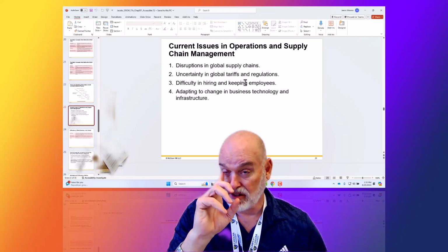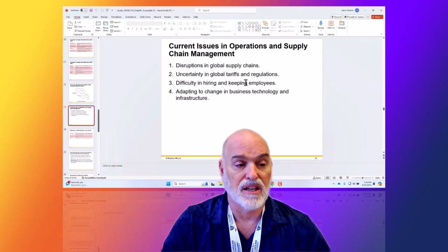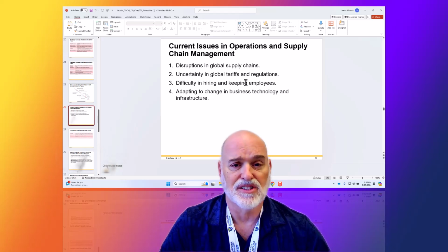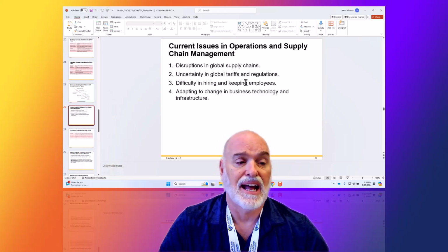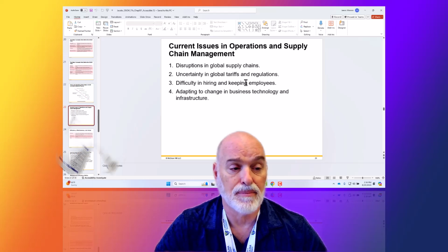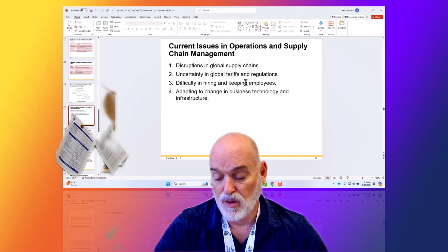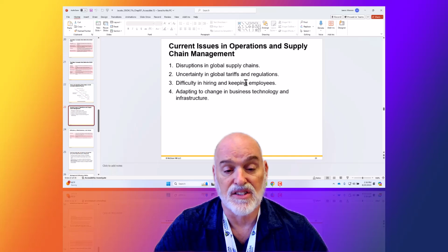Uncertainty in global tariffs and regulations. Well, we see in our crazy world today that we've got disruptions and wars in multiple locations around the world. Sometimes these are not anticipated, and then all of a sudden there are flare-ups, and companies that are getting supplies from these areas are no longer getting those supplies, or there are embargoes of some kind. And this, like I said, is uncertainty in global tariffs and regulations.